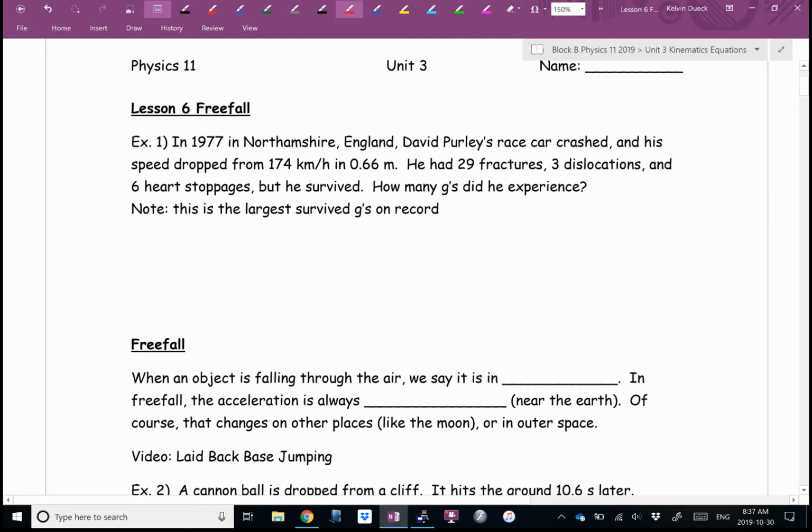He had 29 fractures, 3 dislocations. His heart stopped 6 times, and he had permanent injuries. He was never the same, but he did survive. This is, as far as we know, the largest number of G's on record.